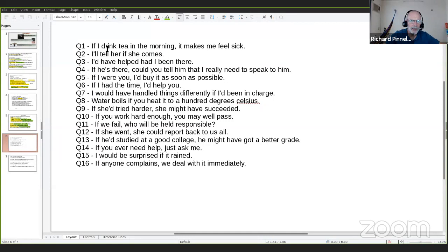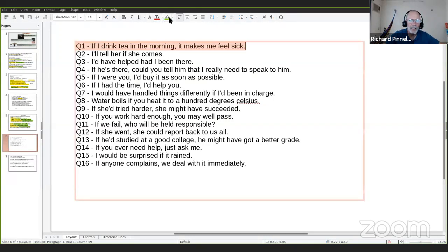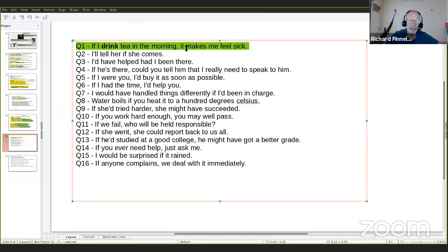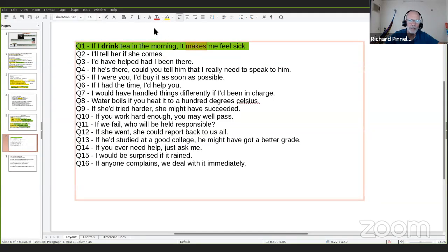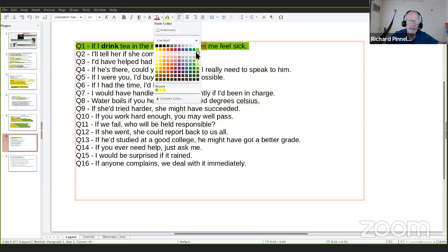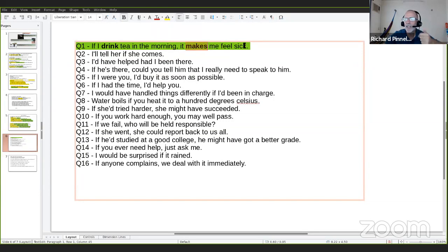So the first one is then, if I drink tea in the morning, it makes me feel sick. Which conditional is this one? Look at the two verbs. The verb here is drink, and the verb here is makes. What conditional is this, Clementi? Past simple. Is it the 0 conditional?